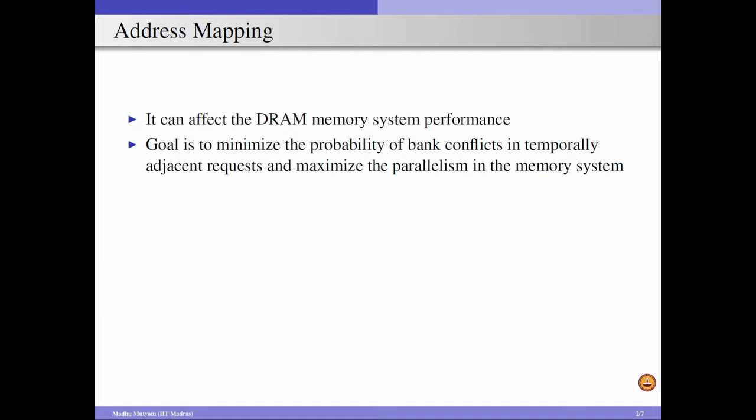So the goal of any address mapping mechanism is to minimize the chances of bank conflicts in temporally adjacent requests and maximize the parallelism in the overall memory system. Once we have a good address mapping which exploits parallelism available at different levels, the overall performance can be improved. Similarly, once we minimize the bank conflicts for our temporally adjacent requests, the performance can be improved.